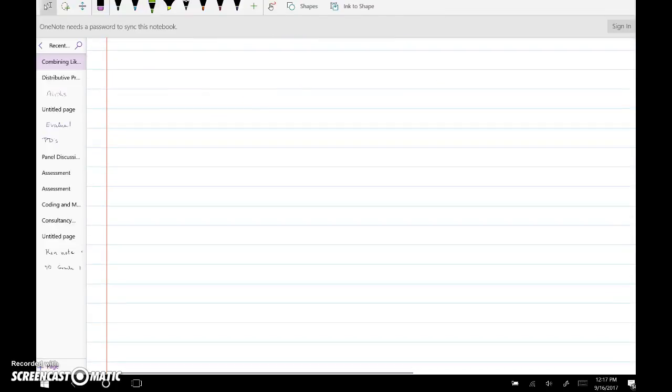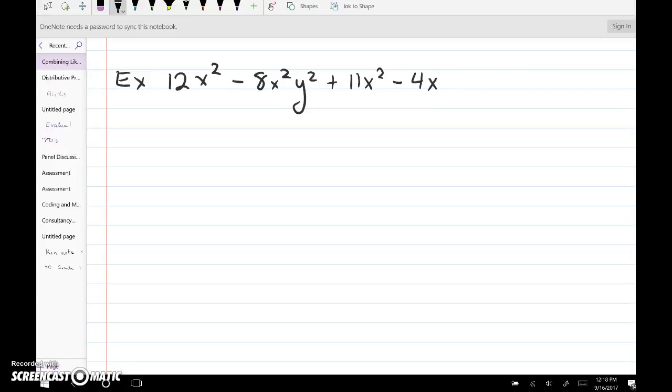Okay, let's try one more problem together. I hope you're writing these down in your notes. If not, you can always pause the video and rewind it. Okay, one more. 12x squared minus 8x squared y squared plus 11x squared minus 4x to the third y squared minus 9x y squared. Well, that looks a little intense, but let's go through this and see what happens.